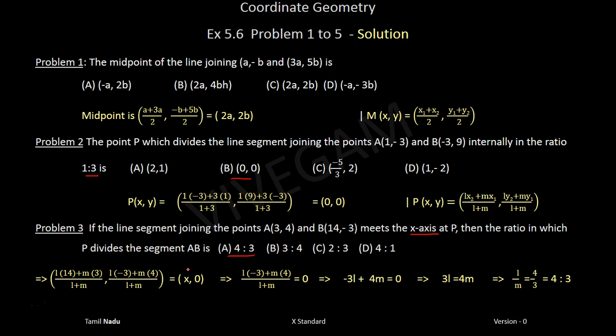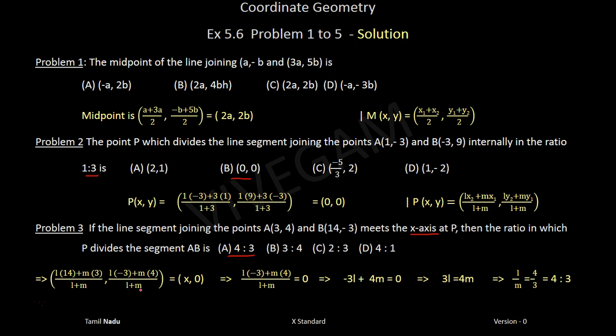So the key is (l·x2 + m·x1) divided by (l + m) is the x coordinate, and (l·y2 + m·y1) divided by (l + m) is your y coordinate, as per the section formula, using these 2 points and the ratio l:m. But we know the point P is (x, 0), because it is on the x-axis.